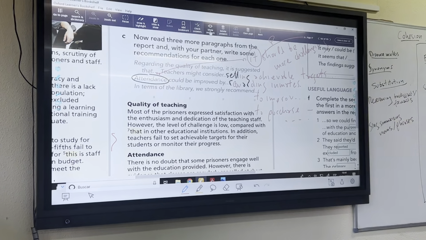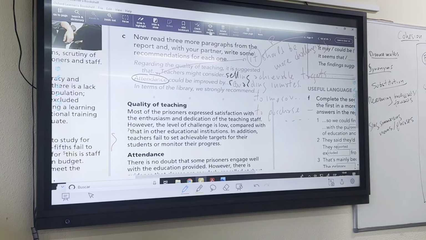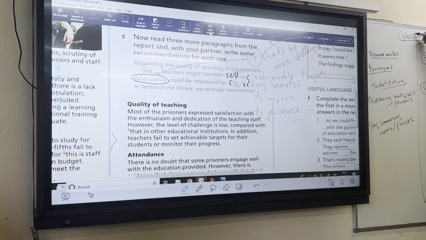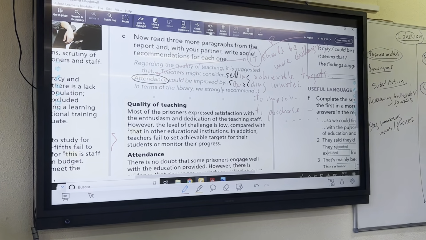For example, discourse markers. What are discourse markers here? For example, firstly, blah blah blah. Secondly, blah blah blah. As a result, blah blah blah. These are cohesive devices. They make the text cohesive and coherent. And they are called discourse markers. Things like this help the text to be cohesive.